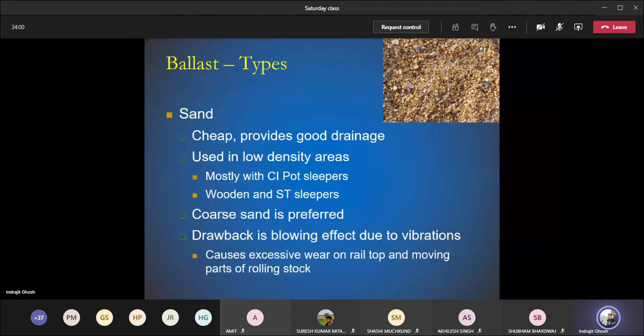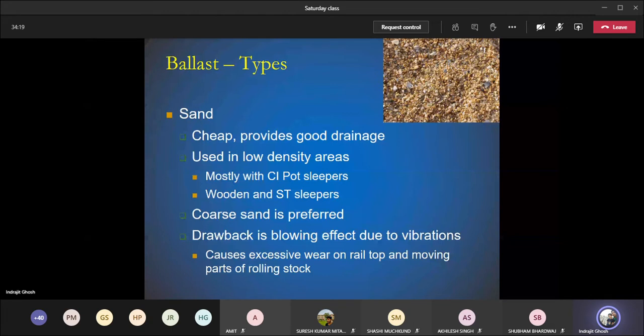As soon as the sand gets blown away by the vibration of the train, it will spread across the whole track: the rail top, rail foot, and other places. The rail top is critical because the wheel travels on top of it, so there will be additional wear of the rail top because the sand is there. There is a medium between the metal wheel and the metal rail. At the same time, when the train moves, some of the sand will get stuck at the bottom part of the rolling stock.